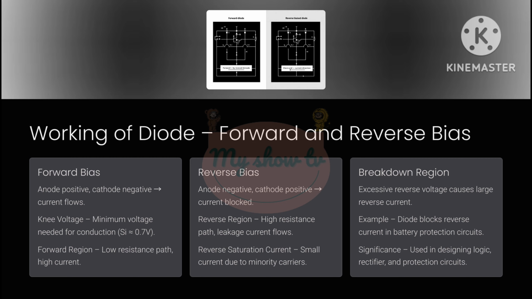This reduces the barrier potential and allows current to flow. The current starts flowing significantly after the knee voltage, which is around 0.7 volts for silicon.